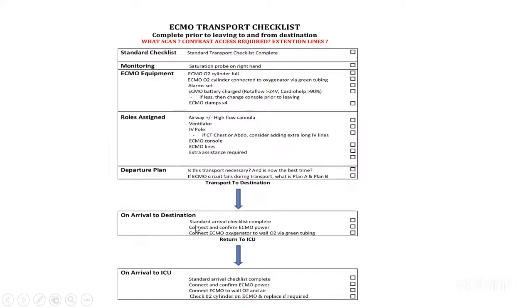When you come back to the destination, again the standard checklist has to be done: roles have to be assigned, the ECMO equipment has to be checked again, and the oxygenator, and we connect the ECMO oxygenator via the green tubing. On arrival to the ICU, again we connect the standard monitors, check the ECMO flows, and connect the oxygen cylinder, or we can go for the regular hospital oxygen supply if required. So this is a basic checklist for the transport, where you check the ECMO equipment, assign roles to different people, and plan for a clear-cut departure, arrival, and coming to the ICU.